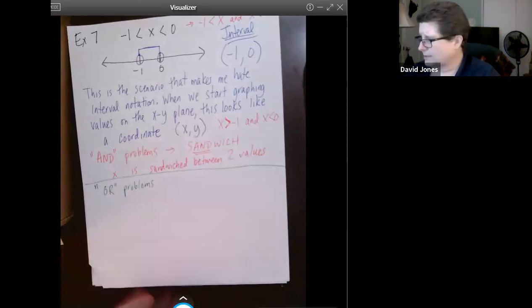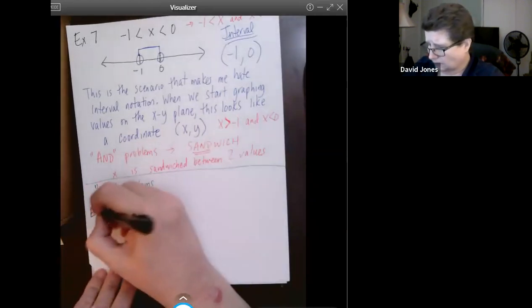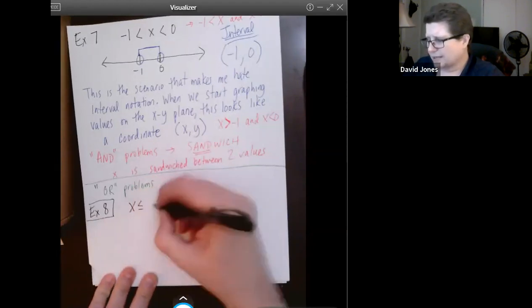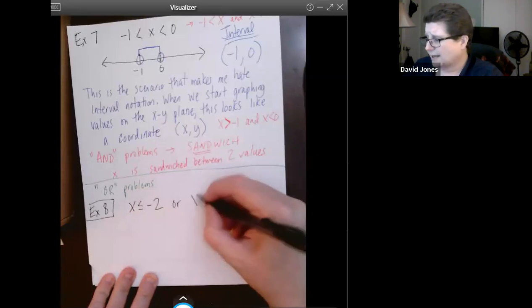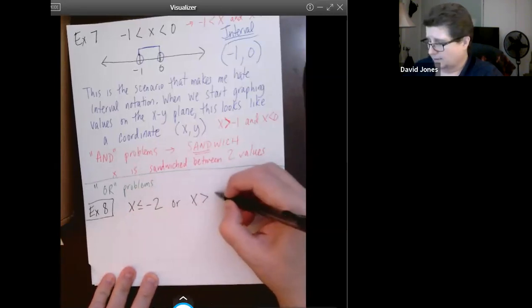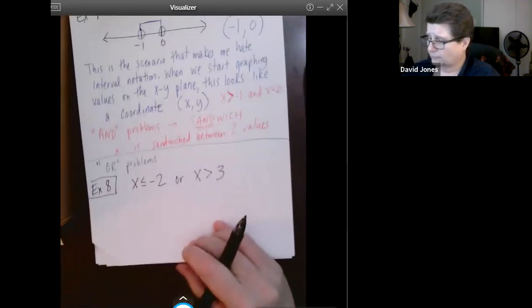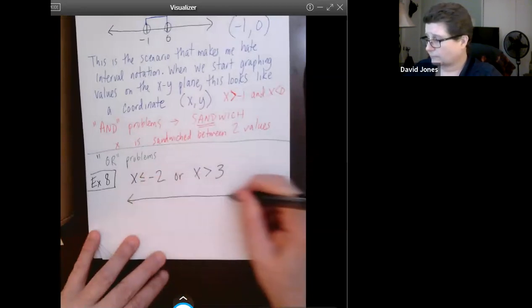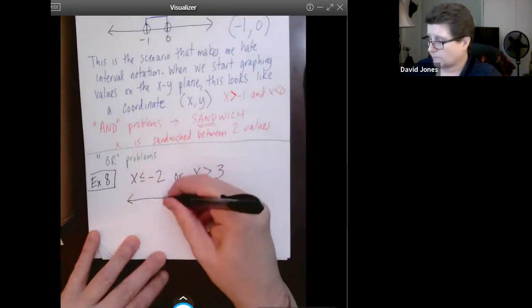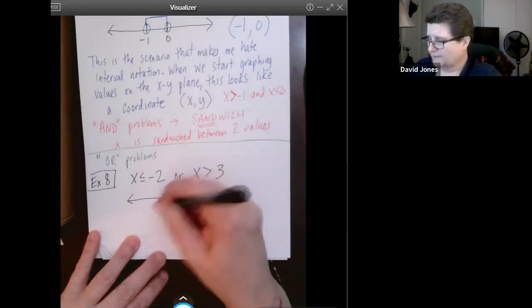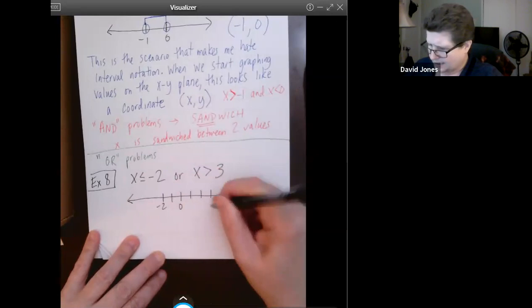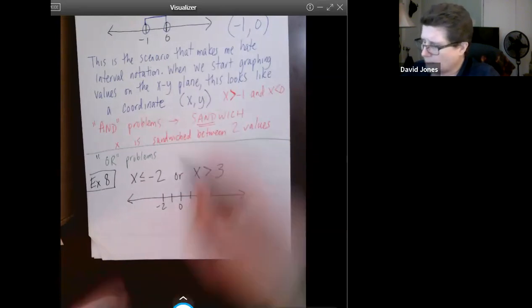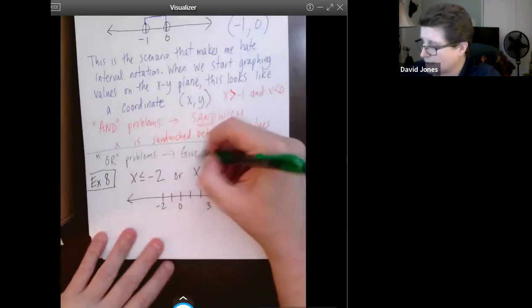For example, let's do example number 8. X is less than or equal to -2, or X is greater than 3. Zero in the middle, 2 to the left is -2, 3 to the right is 3. The OR problems are going to give us 2 separate regions.